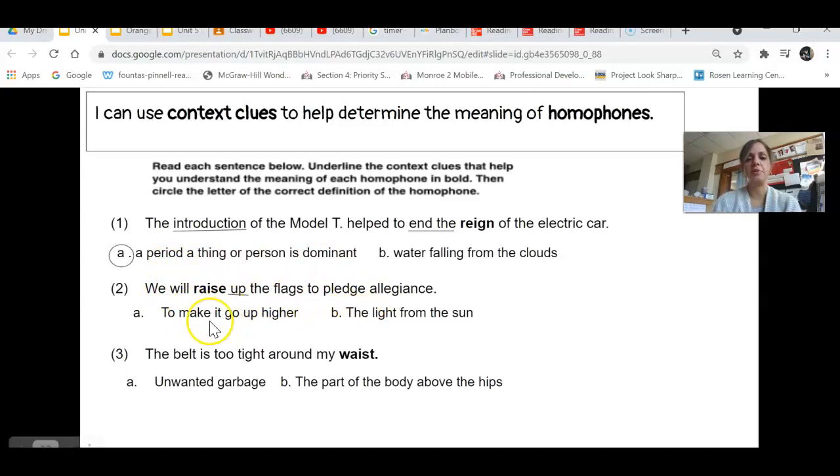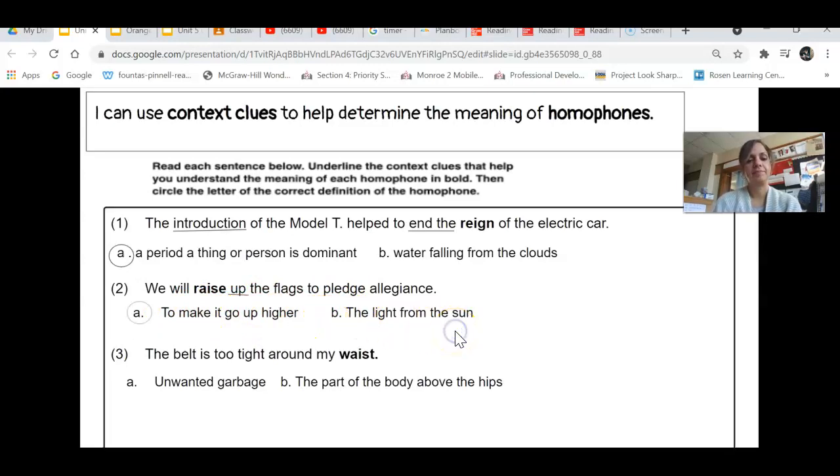All right, go ahead and pick your best choice. Is it A, to make it go up higher, or B, the light from the sun? Go ahead and check your thinking. This raise is to make it go up higher. Our last homophone, number 3.